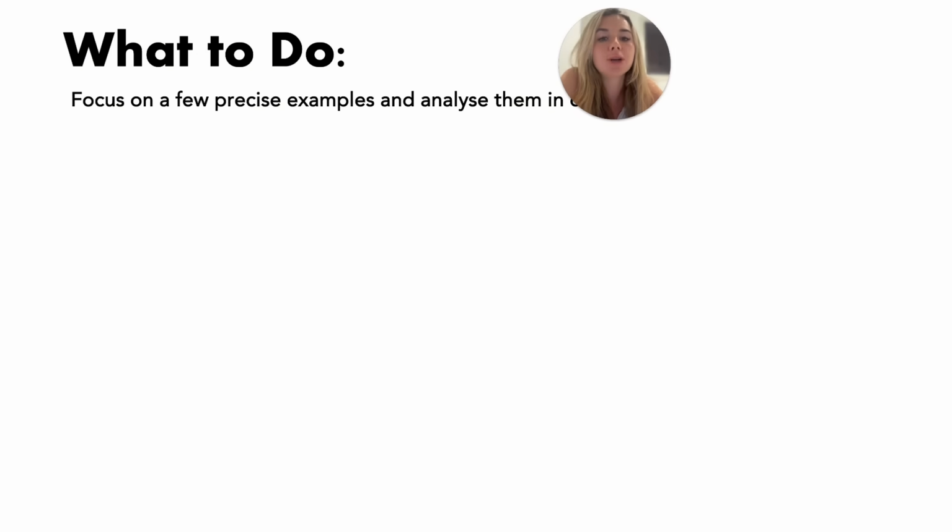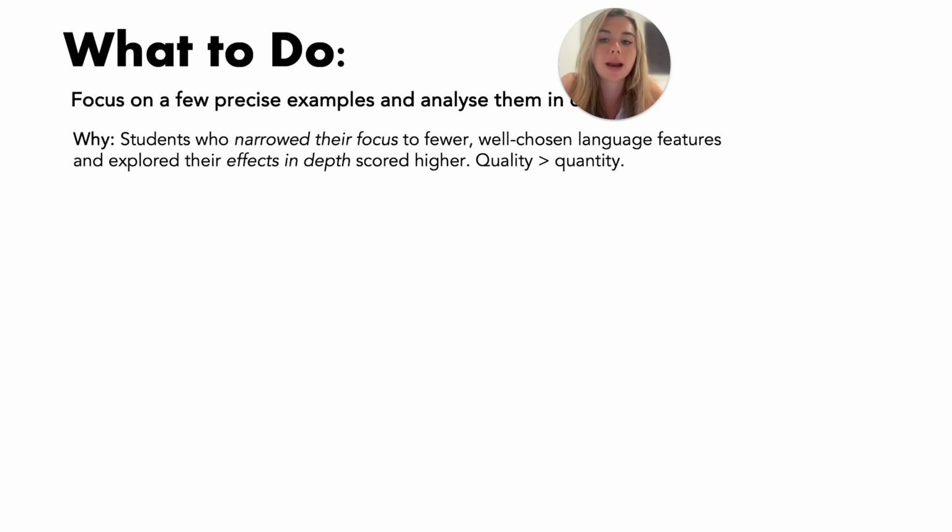Now, what we want to do is focus on precise examples and analyse them in detail. That is the main thing we want to do. So we want to avoid technique spotting and we want to analyse in detail. Why we want to do that is because students who narrow their focus to fewer well-chosen language features and explore the effects in depth scored higher. This is straight from the examiner's mark scheme. I've spoken to plenty of English language examiners, so I can verify this is true.